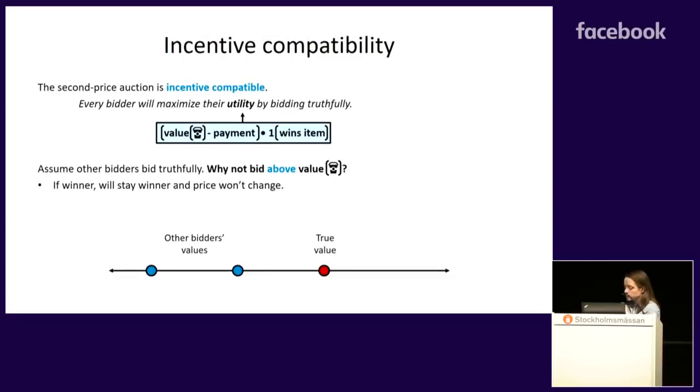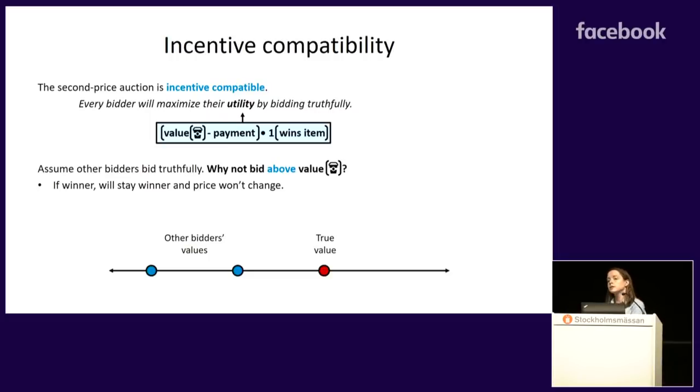So now I'm going to describe incentive compatibility a little more. I'm going to show you why the second price auction is incentive compatible. And remember, this is where the highest bidder wins and pays the second highest bid. So the claim is that every bidder is going to maximize their utility by bidding truthfully. And remember, utility is their value for the good minus their payment, times 1 if they actually win. So let's assume that all the other bidders are bidding truthfully.